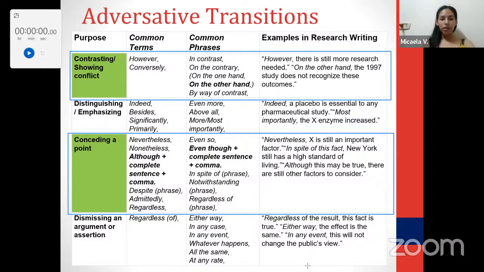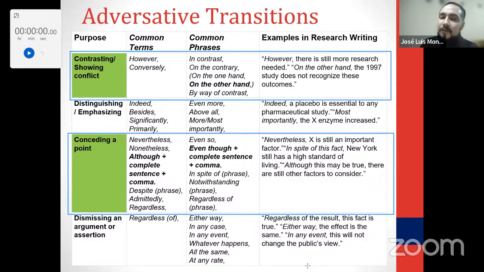Okay, conceding a point. Nevertheless, nonetheless, although plus complete sentence plus comma, despite phrase, admittedly, regardless, even so, even though plus complete sentence plus comma, in spite of phrase, notwithstanding phrase, regardless of phrase. Examples: Nevertheless, X is still an important factor. In spite of this fact, New York still has a high standard of living. Although this may be true, there are still other factors to consider.